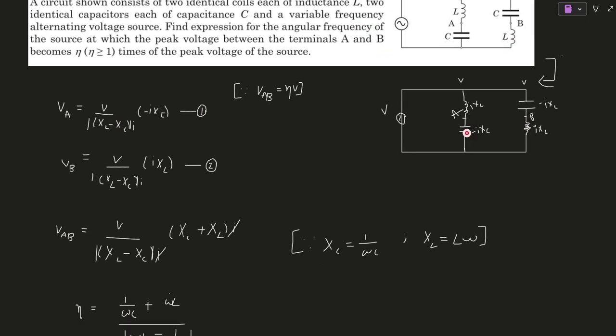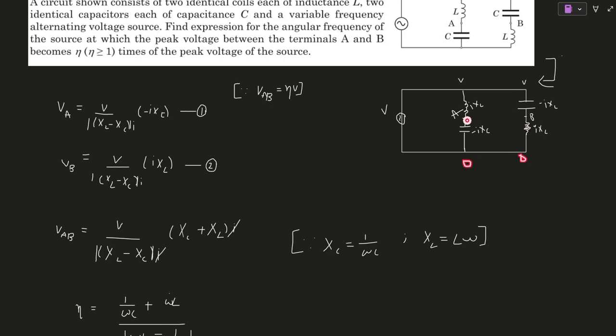I converted this into a DC circuit by using complex numbers. I multiplied iota and minus iota with the inductive and capacitive reactance. In the question they have said that VAB equals eta times V. Now we write the voltage at point A. Both branches are in series-parallel, so the voltage is the same across them. So here we take 0 volts.